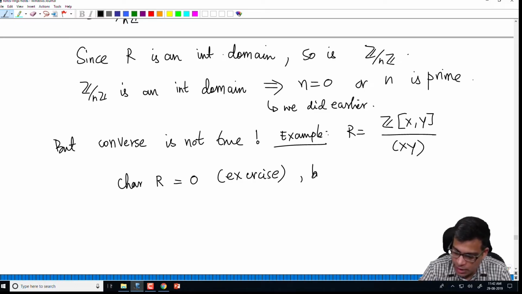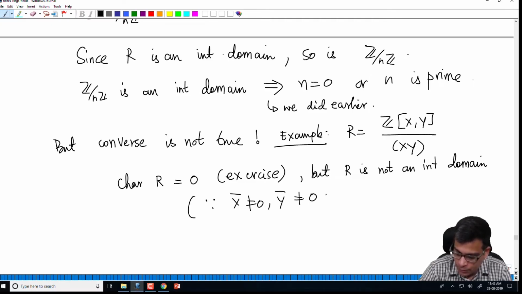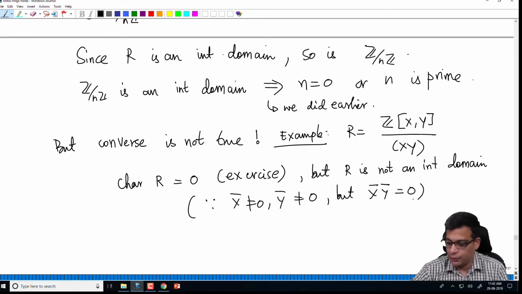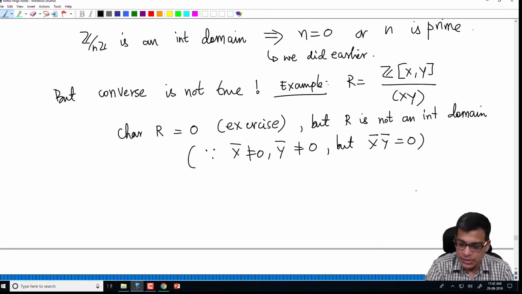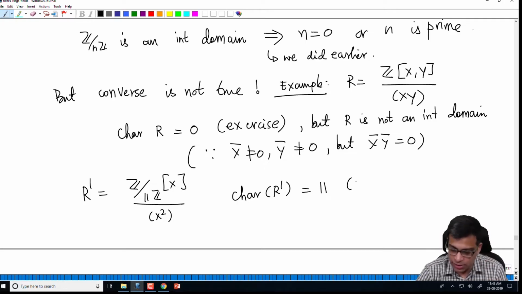But is R an integral domain? Of course not. R is not an integral domain, because x bar and y bar are non-zero, but x bar y bar is 0. We have killed xy, so x bar y bar is 0. Similarly, if you take R prime to be Z mod 11Z [x] mod x squared, the characteristic of R prime is actually 11, because this is also an exercise.